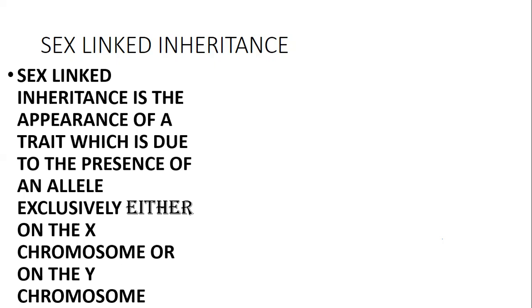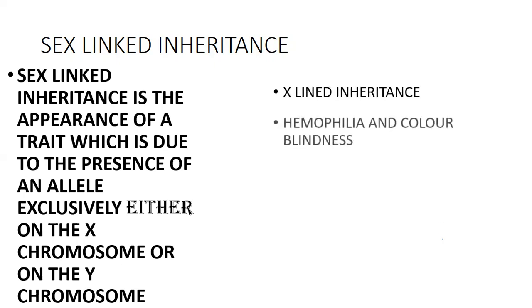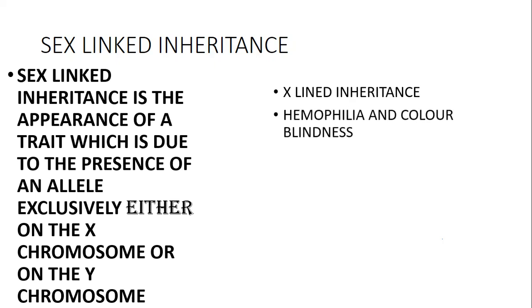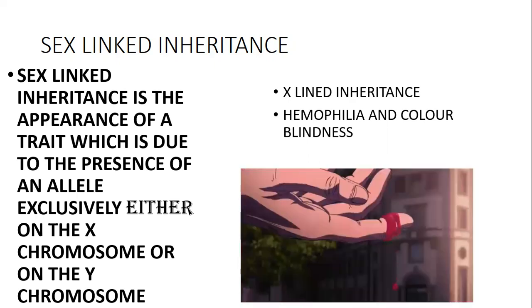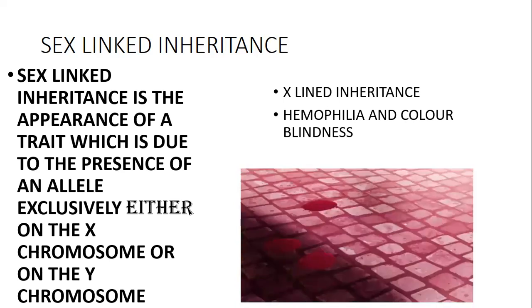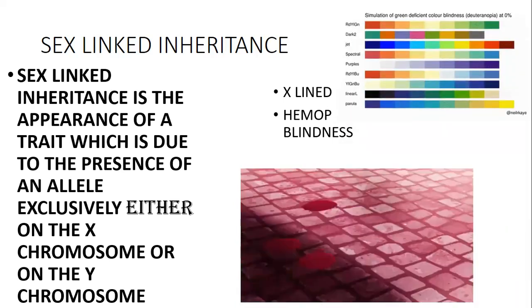So this inheritance takes place because the allele is present on the sex chromosome. In case of male, it is X and Y. In case of female, it is XX. X-linked inheritance: these are the two diseases which we have to learn, hemophilia and color blindness. This is hemophilia. If there is even a small cut, the bleeding will not stop because there are fewer platelets. And this is just a picture for color blindness. You can see the color is getting dull.